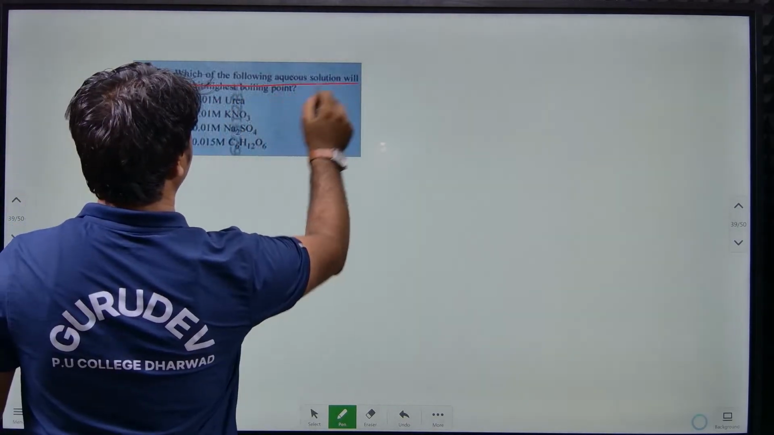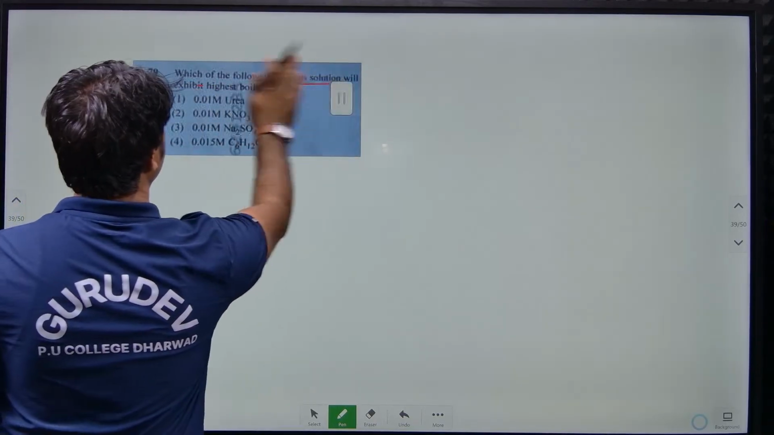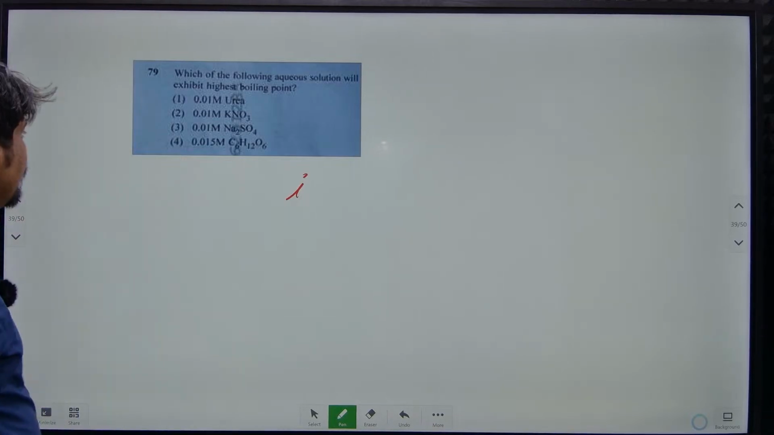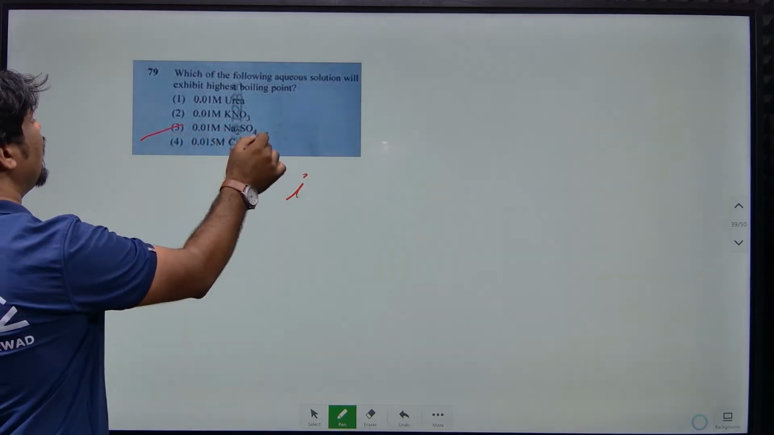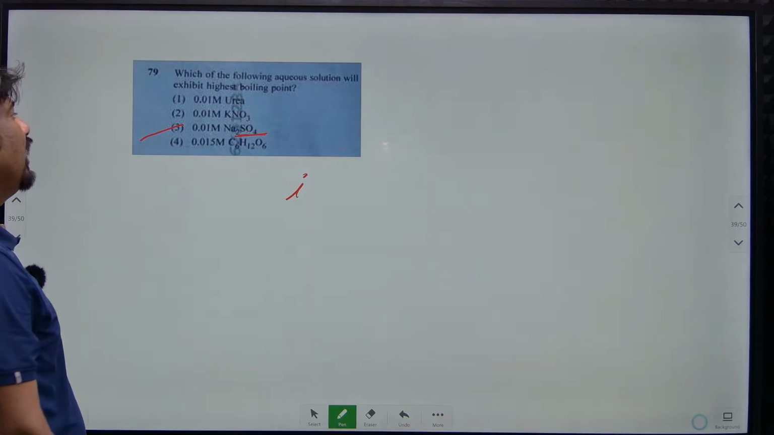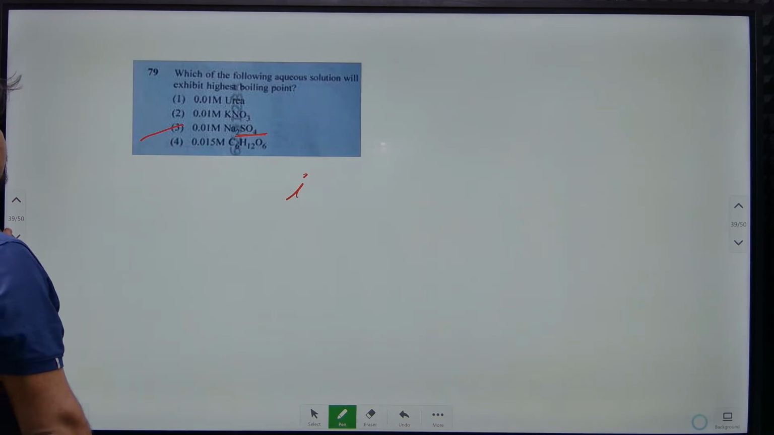Which of the following aqueous solutions will exhibit the higher boiling point? So, the greater the i value, the greater will be the boiling point. Hence, option 3 will have the highest van 't Hoff factor. Hence, it has the highest boiling point here. Well, go to the next problem.